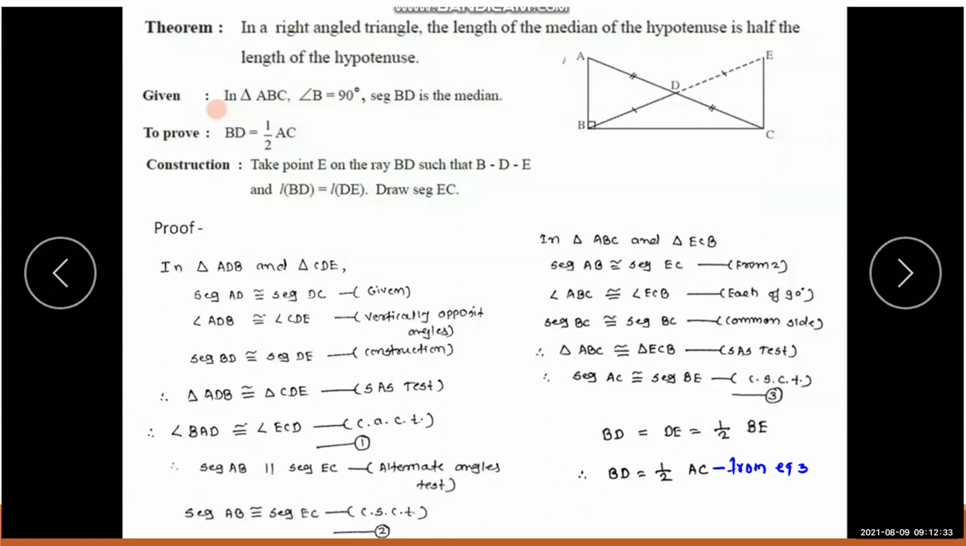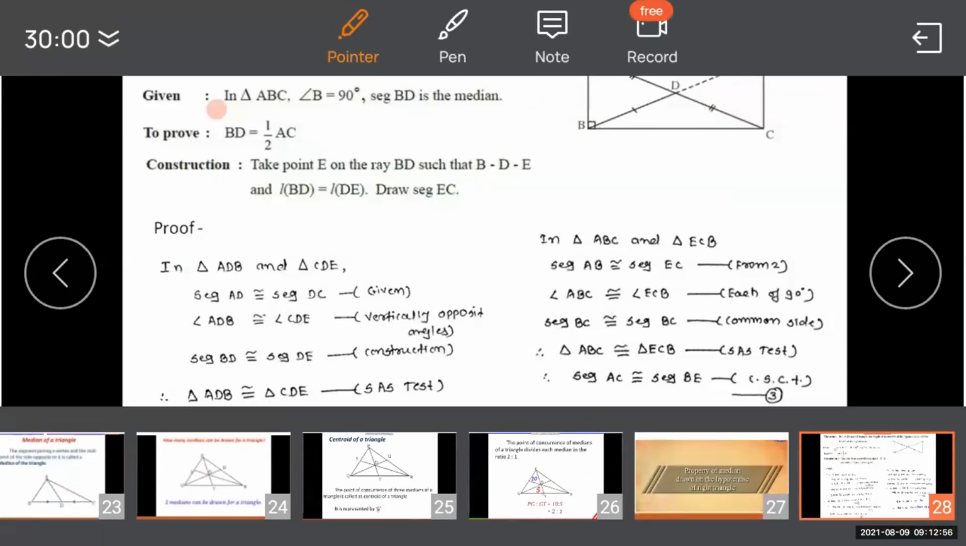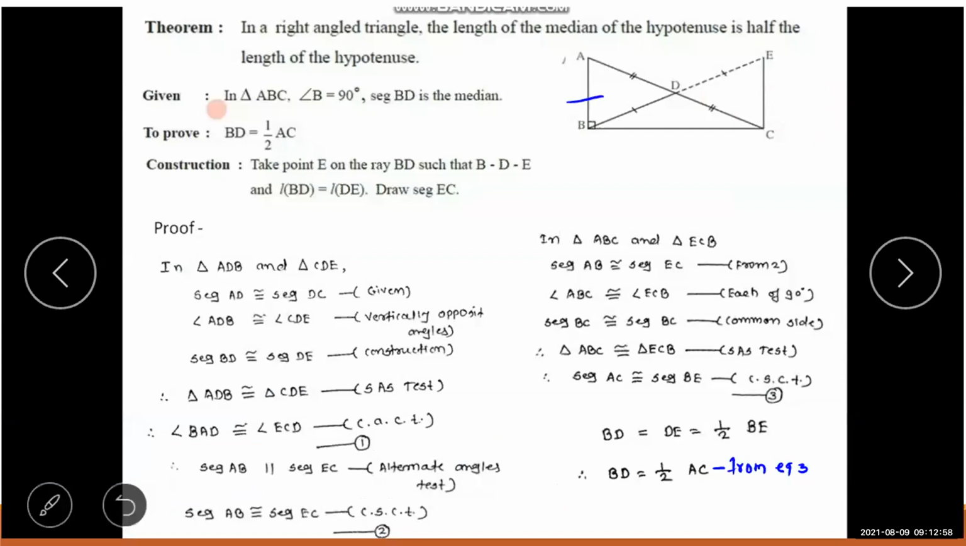Now see here, as these two triangles are congruent to each other, their segments will also be congruent to each other. So we can say that segment AB is congruent to segment EC. Mark it as equation 2 and this as equation 1.